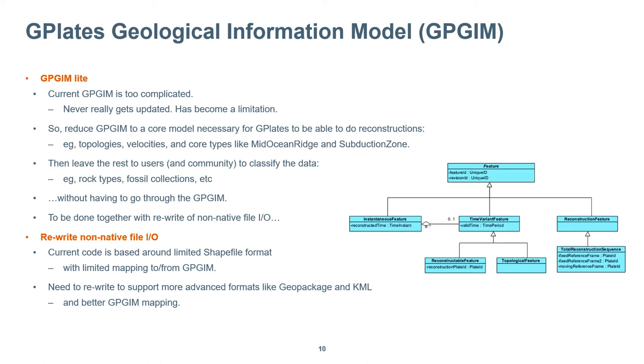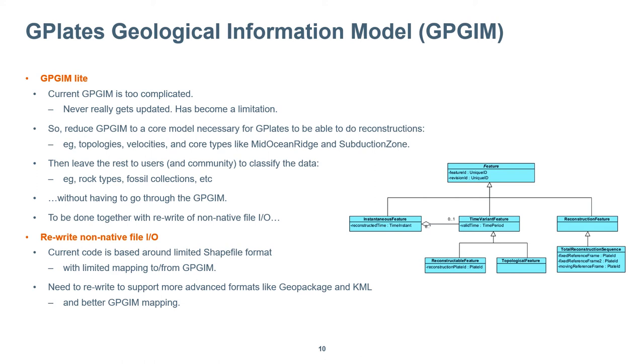So GPlates has its internal information model, which basically dictates the geological features and what properties they can have. And what we're going to do is make this a little lighter and reduce it to a core model that GPlates needs to be able to do reconstructions, support topologies, calculate velocities, and basically just core types like mid-ocean ridges and trenches, and then leave the rest of the feature properties to be classified by the community, like rock types, fossil collection, and give more freedom to users to determine what type of data they want to load and how they want to specify it.